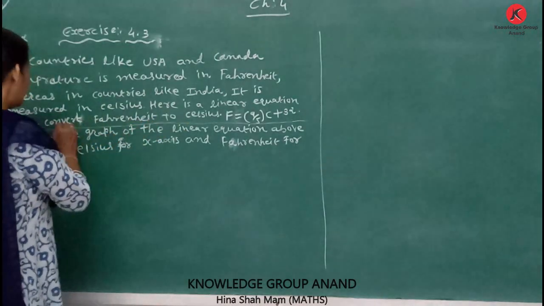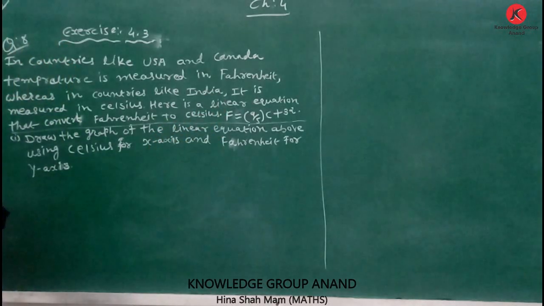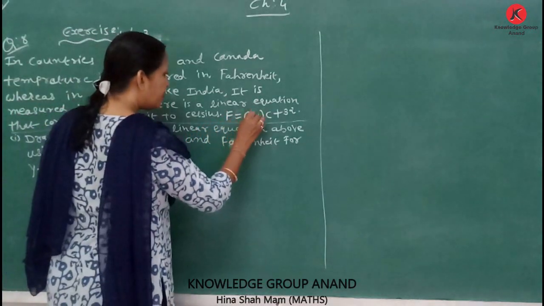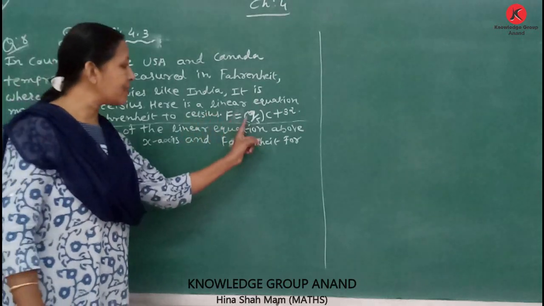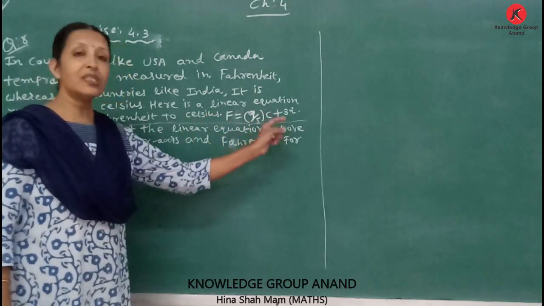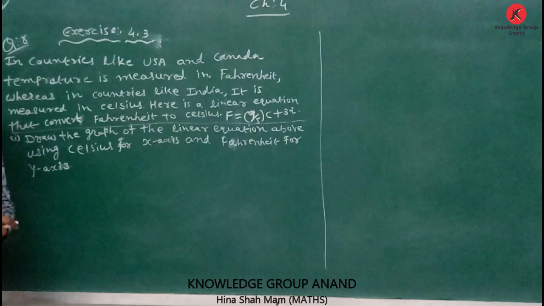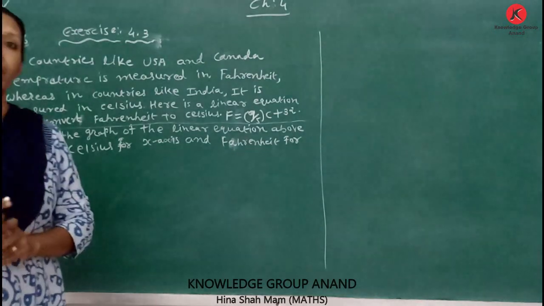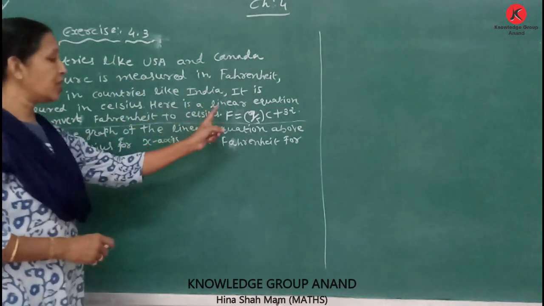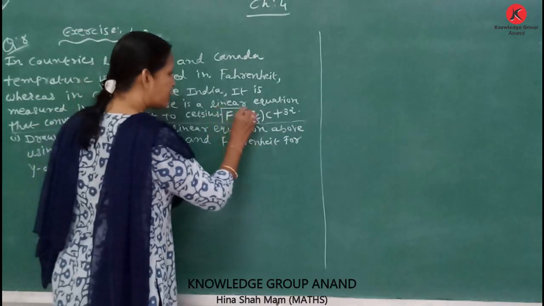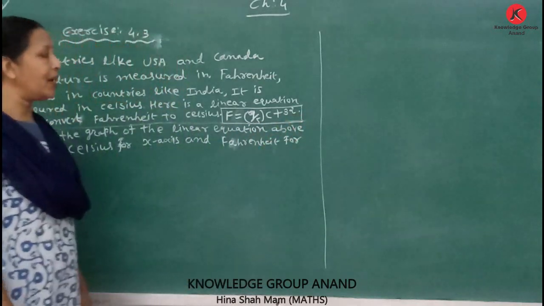Here is a linear equation that converts Fahrenheit to Celsius. F is equal to 9/5 C plus 32. That means Fahrenheit is equal to 9/5 Celsius plus 32. We have given temperature in Fahrenheit and Celsius, then convert Fahrenheit to Celsius. Given relation equation, F is equal to 9/5 Celsius plus 32.